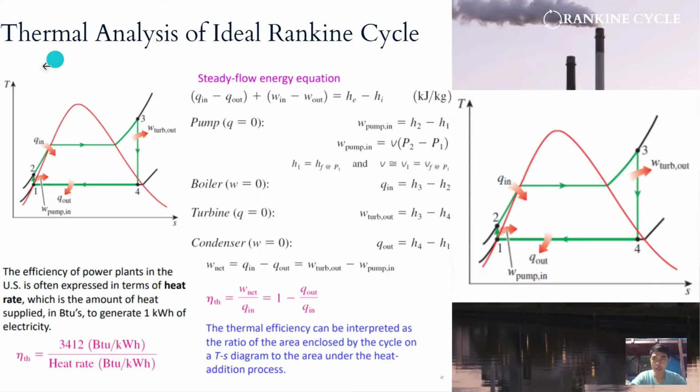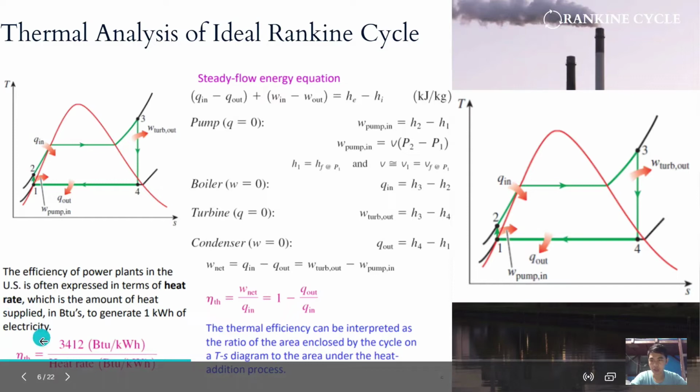So, thermal analysis of ideal Rankine cycle. The efficiency of a power plant in the US is often expressed in terms of heat rate, which is the amount of heat supplied in BTU to generate 1 kilowatt-hour of electricity.